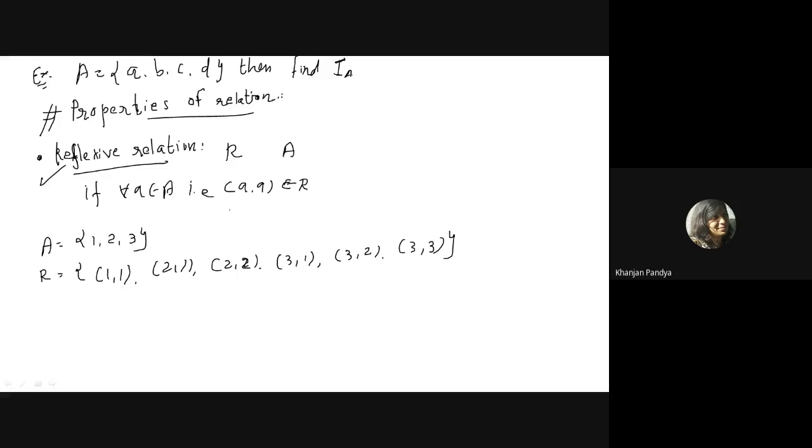What is the definition? That (a, a) should belong to R. This is the definition, right? So what are the members of A? That is 1, 2, and 3. Is (1,1) there? Yes. Is (2,2) there? Yes. Is (3,3) there? Yes. So this is the reflexive relation.